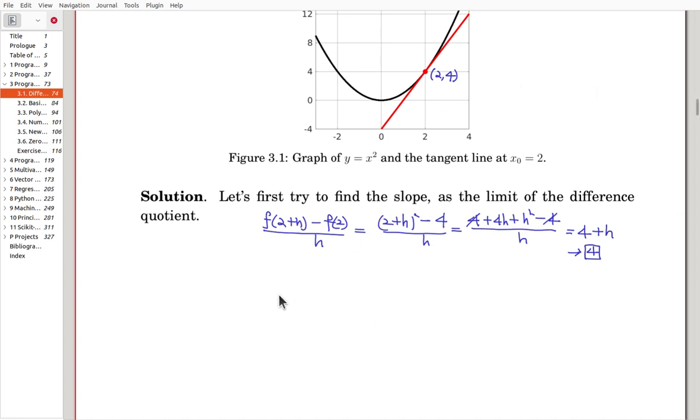So the point-slope form of the line can be obtained in this way. y minus y0 equals the slope, that is 4, times x minus x0, x minus 2. You can move this one to the other side. So that's the final answer.